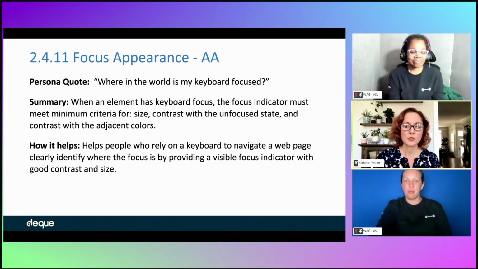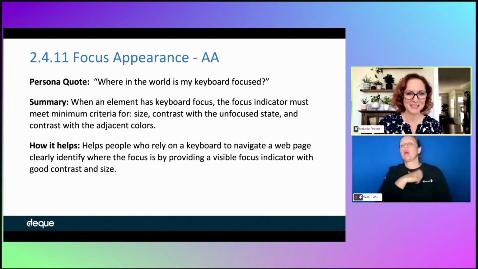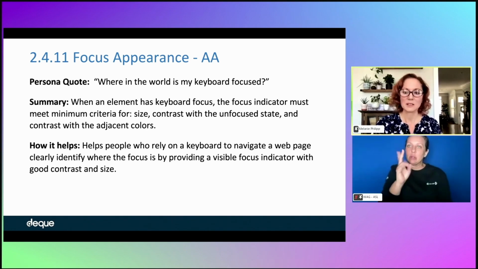I will end our high-level tour of the new WCAG 2.2 success criteria with one that's considered at risk of being struck from WCAG 2.2, focus appearance at level AA. Related to focus not obscured, we can imagine somebody saying, where in the world is my keyboard focused? So focus appearance requires a clearly visible focus indicator to help sighted users who depend on the keyboard to navigate web pages.